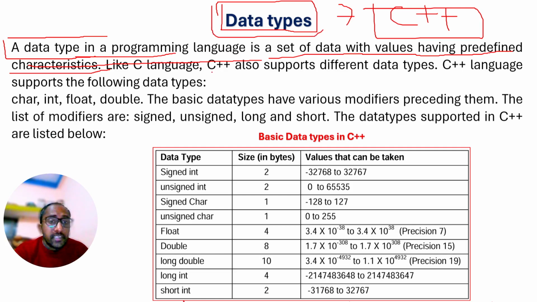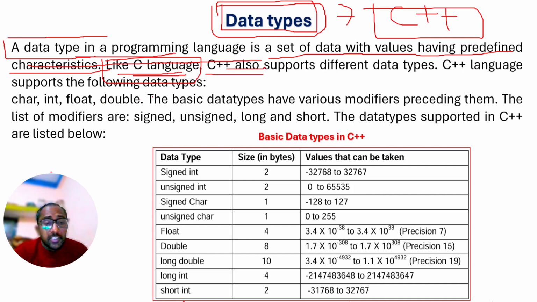The characteristics of the data types are already defined and already known to the compilers. What is the meaning of data types? Like the C language, C++ also supports different data types. There are different types of data.